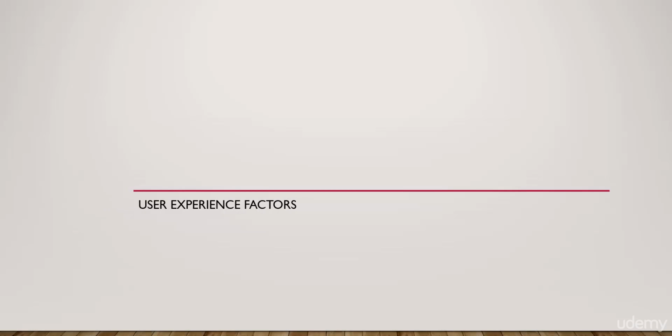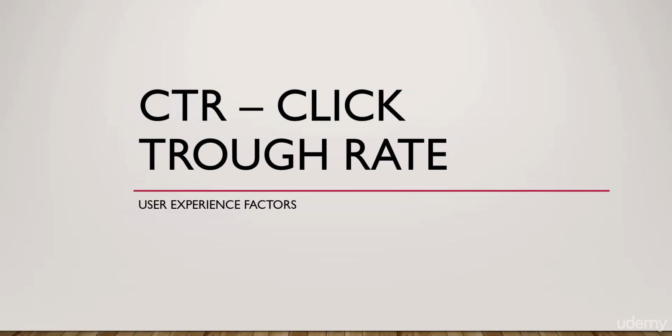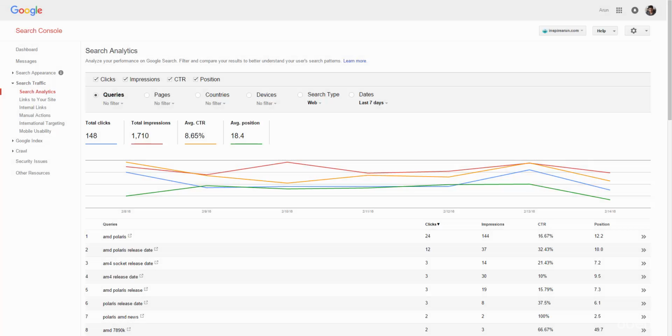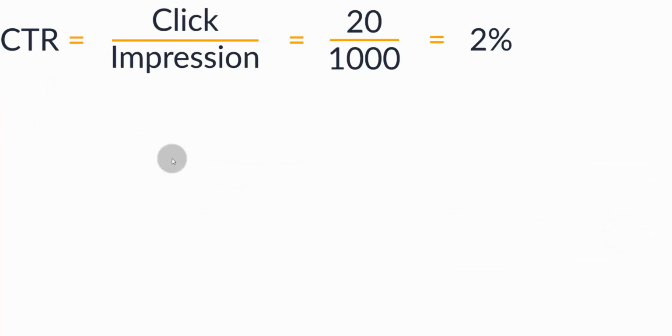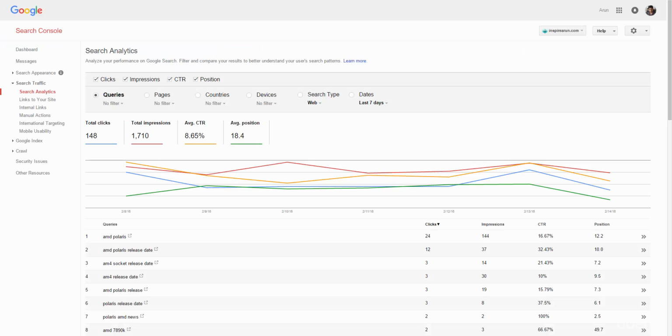In this lecture, we are going to see the most important topic of this section, that is click-through rate or CTR. What is CTR or click-through rate? It is just the percentage of users who click the results compared to the total number of users who have viewed the search results. For example, here is my search analytics for my website inspirearound.com. Here you are seeing the past 7 days of my search analytics results.